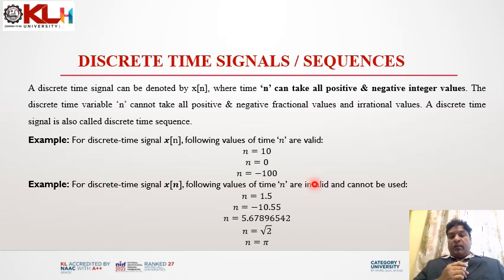Now let us see what are the values that are not valid for the discrete time n. If you take n equal to 1.5, it is a fraction, therefore this is not a valid discrete time, because again if you see the definition, discrete time n cannot take positive or negative fractional values. Similarly, if you take n as minus 10.55, again it's a fraction. And n equal to square root of 2 is not valid because these are irrational.